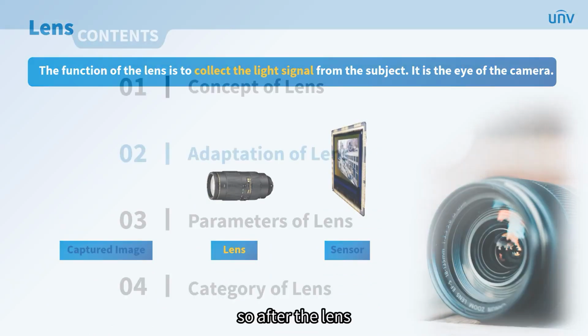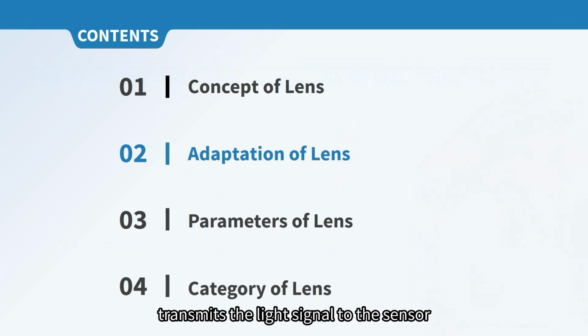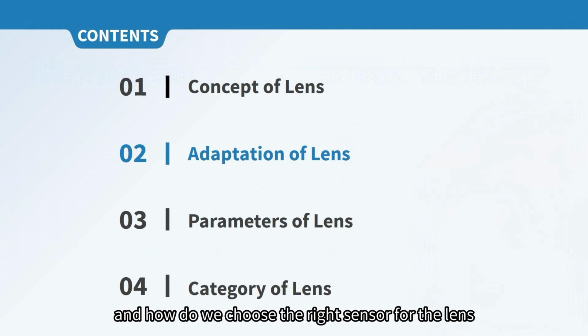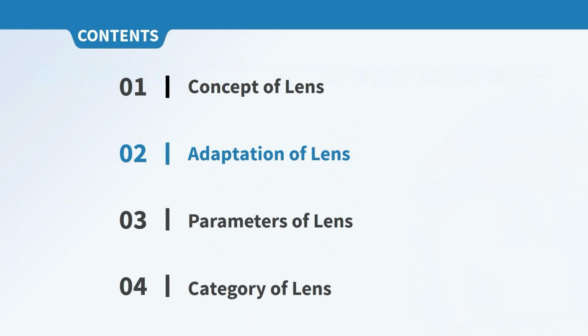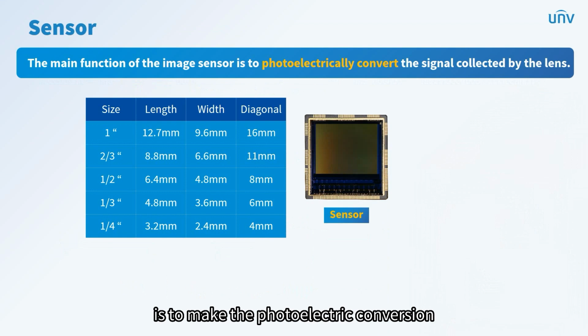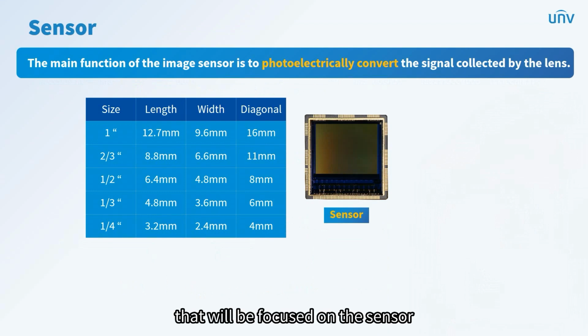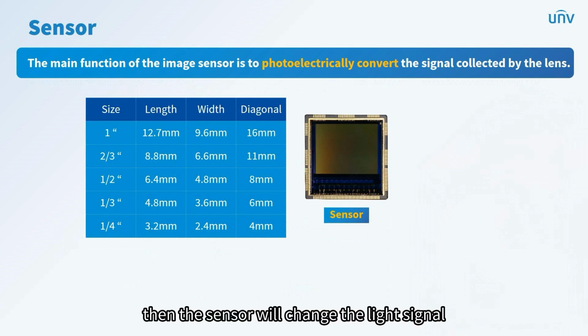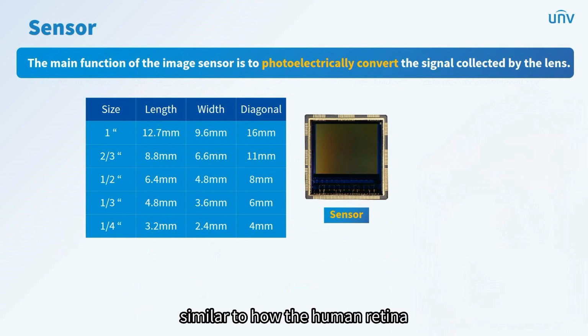So, after the lens transmits the light signal to the sensor, how does the sensor image? And how do we choose the right sensor for the lens? The main function of the sensor is to make the photoelectric conversion. The lenses collect the light signal that will be focused on the sensor. Then the sensor will change the light signal into the charge signal that can be processed, similar to how the human retina converts light signals into neural electrical signals.